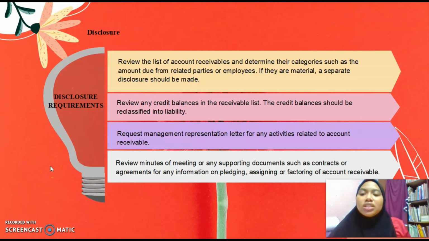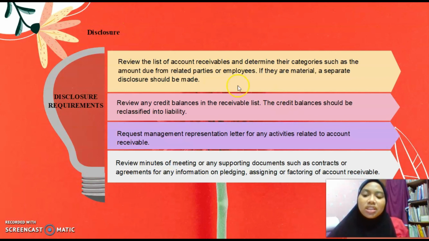Okay, the last one is the disclosure requirements. The disclosure requirements are to review the list of account receivable and determine their categories, such as amounts due from related parties or employees. If they are material, a separate disclosure should be made. The second one is to review any credit balance in the receivable list. The credit balance should be reclassified into liability.